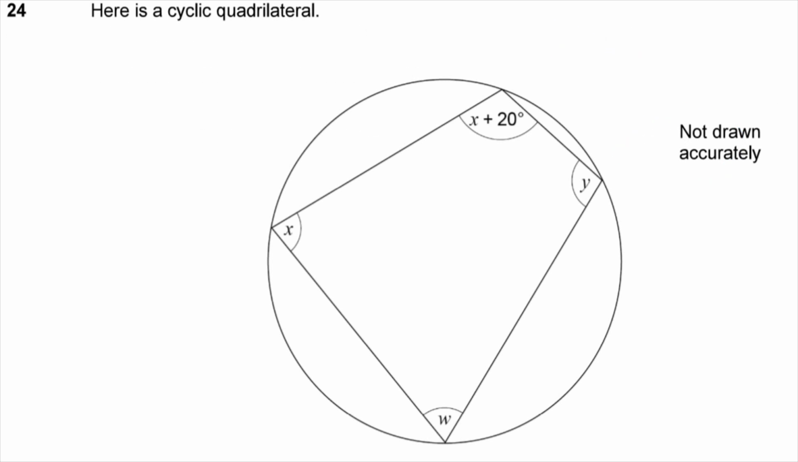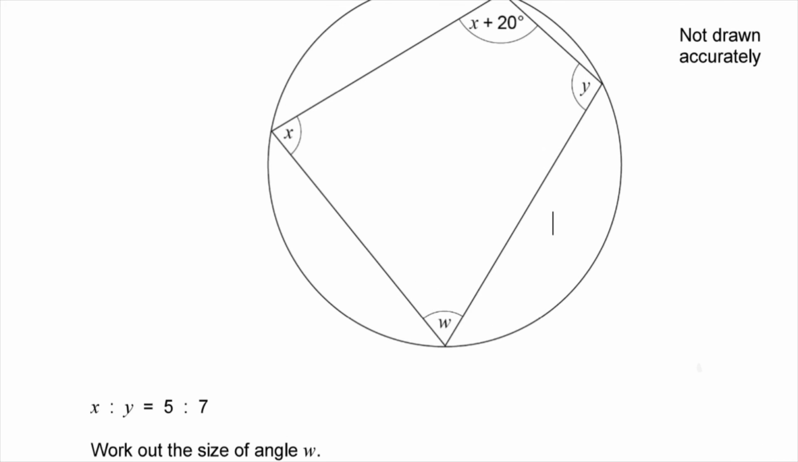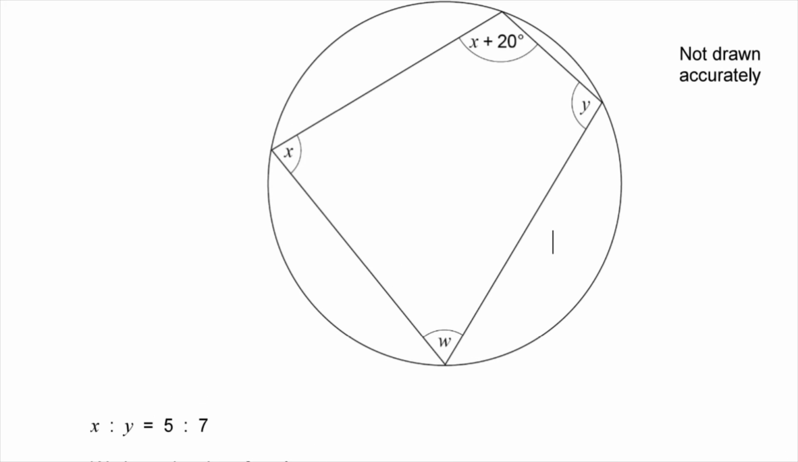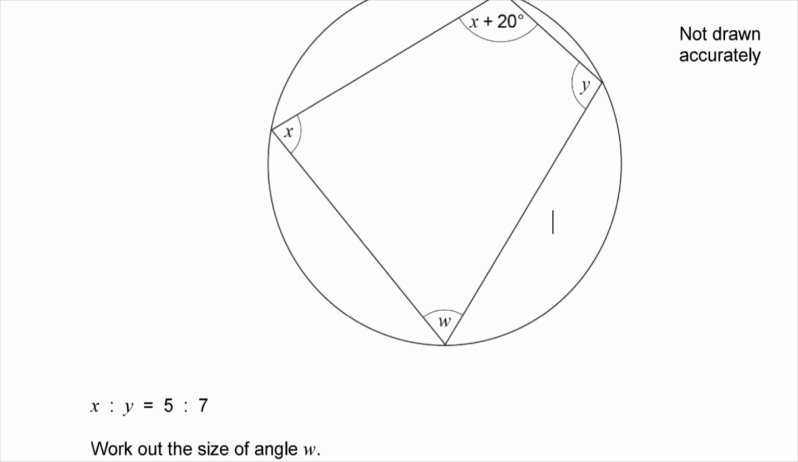Here is a cyclic quadrilateral, and we're told, oh, they're loving these ratios today. x to y is 5 to 7. So work out the angle W. Right, so what have I got here? I've got two opposite angles in a cyclic quadrilateral that add up to 180. So x plus y is equal to 180. So that can give me an equation in x and y.